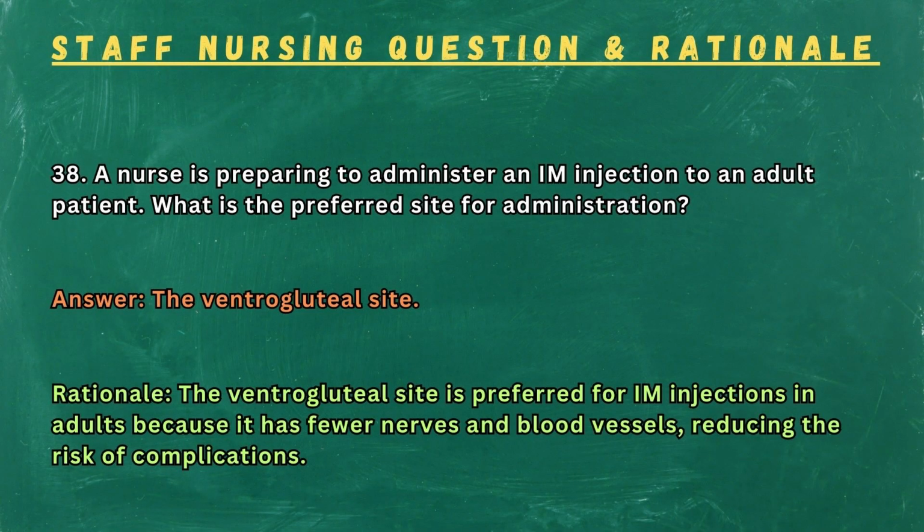38. A nurse is preparing to administer an intramuscular injection to an adult patient. What is the preferred site for administration? Answer: the ventrogluteal site. Rationale: the ventrogluteal site is preferred for intramuscular injections in adults because it has fewer nerves and blood vessels, reducing the risk of complications.